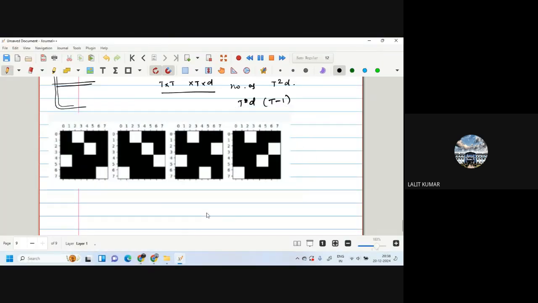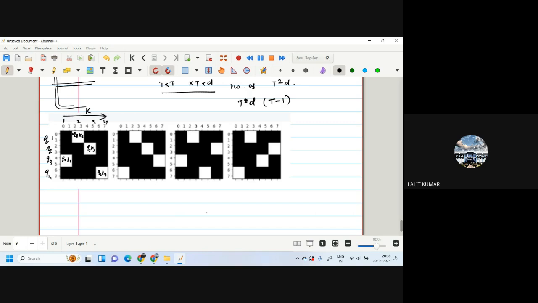See, this is Q1, Q2, Q3, Q4. These are Ks. This is K1, K2, K3, K4. So this is Q1, K2, this is Q2, K3, this is Q3, K1, and this is Q4, K4. So this is how you write it here.